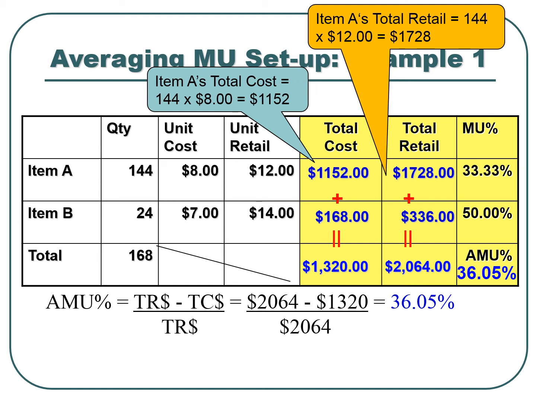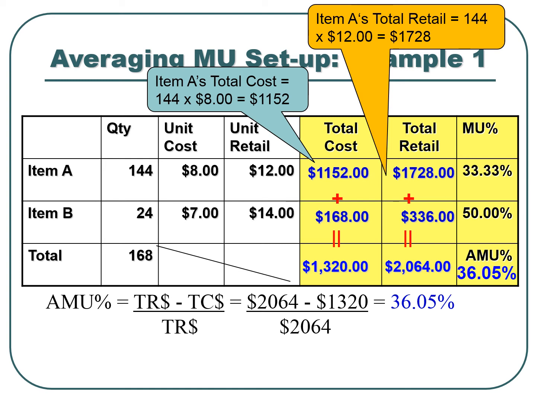Going back to the original discussion of item A carrying a 33.33% markup and item B carrying a 50% markup, between these two items, the average markup is not just adding 33.33 plus 50 and dividing that by 2. That is not the average that we're talking about here. We are taking a weighted average. We're adjusting the proportion of the merchandise in terms of their quantity, and reflecting that in our average markup calculation.